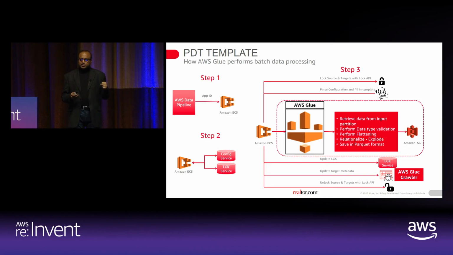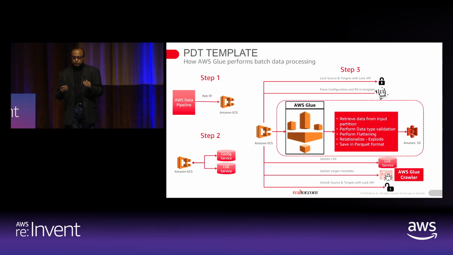It retrieves the data from the input partition based on what the last good key service said it should. It performs the data type validation on the columns that are prescribed in the configuration, and performs flattening. It relationalizes and explodes the multi-valued columns into child tables, and it saves the result in Parquet format and writes it out to S3 again. So that's what is happening with Glue.